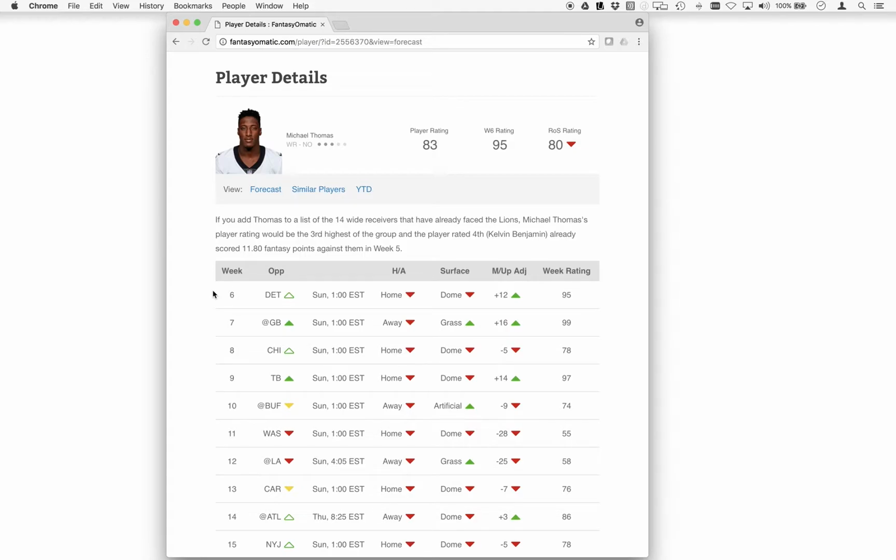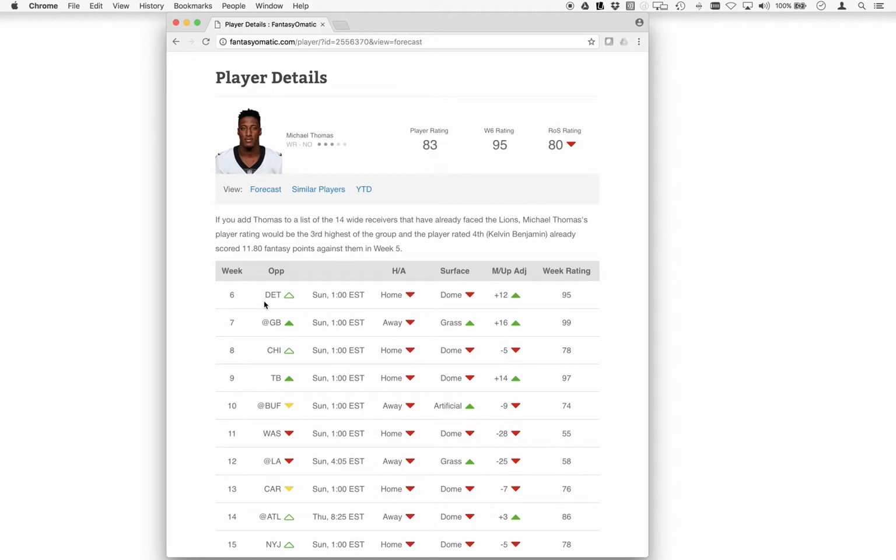And you see here in the current week, the first column is the week number. The second column is the opponent that they're facing. And if you want to just simply look at how good or bad the matchup is in that opponent, what you'll see here is we've got these arrows. We've got 4 different levels of matchups.